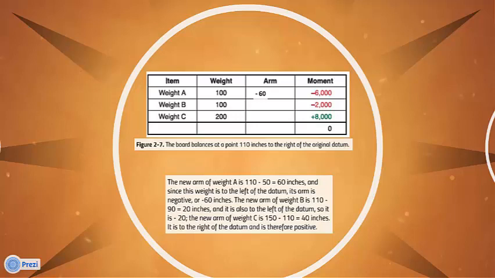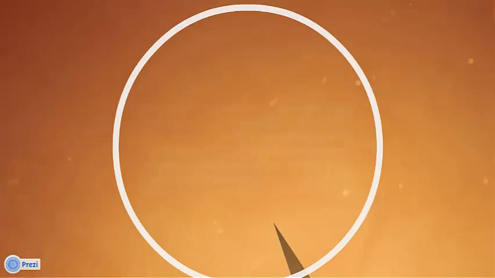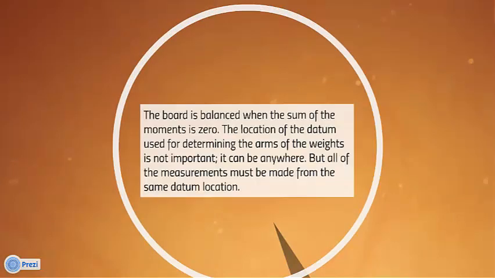The new arm of weight B is 110 minus 90 equals 20 inches, and it is also to the left of the datum, so it is negative 20. The new arm of weight C is 150 minus 110 equals 40 inches. It is to the right of the datum and is therefore positive. The board is balanced when the sum of the moments is 0.